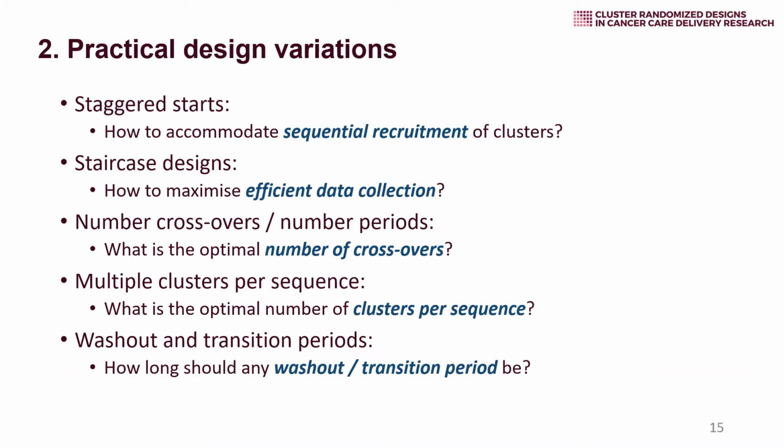So let's move on to some other considerations. We're going to consider these other considerations in turn over the next and subsequent slides. So we're going to think about the need to allow for sequential recruitment of clusters, how we might maximize efficient data collection, how many crossovers and how many periods we should include in our design, how many clusters should be allocated to each sequence, and are washout periods and transition periods necessary, and if so, how long should they be?